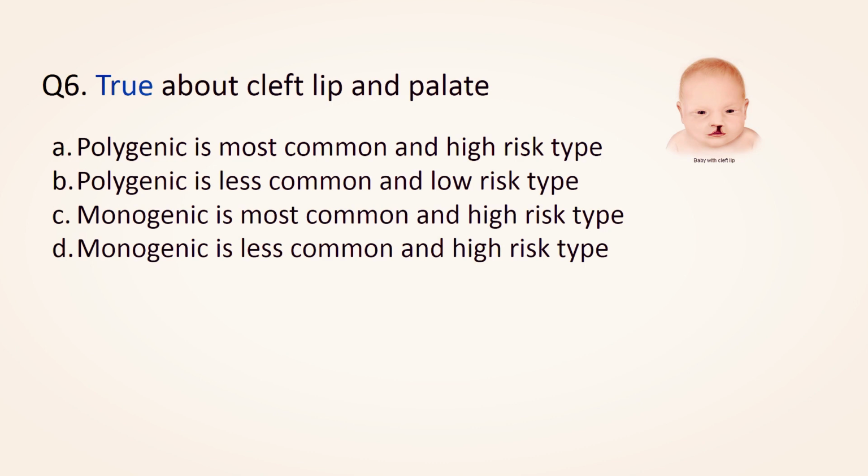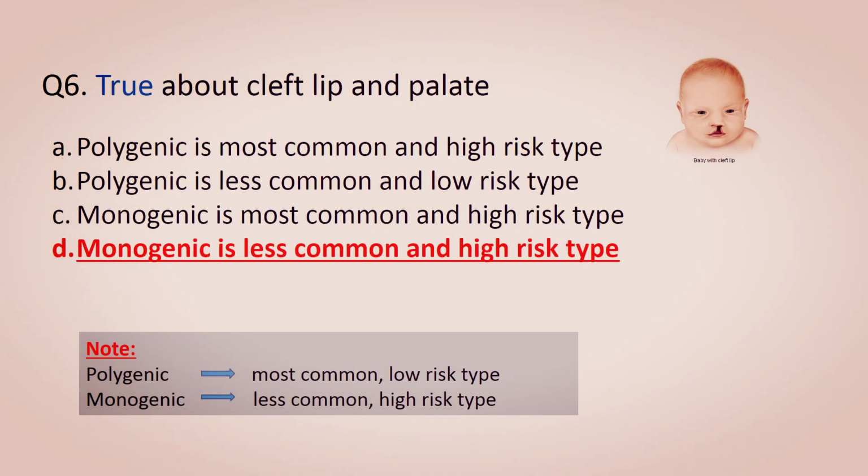True about cleft lip and palate. A. Polygenic is most common and high risk type. B. Polygenic is less common and low risk type. C. Monogenic is most common and less risk type. D. Monogenic is less common and high risk type. The correct answer is D. Monogenic is less common and high risk type.